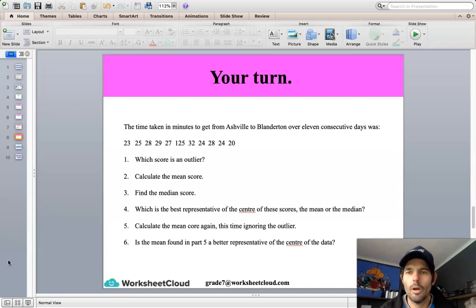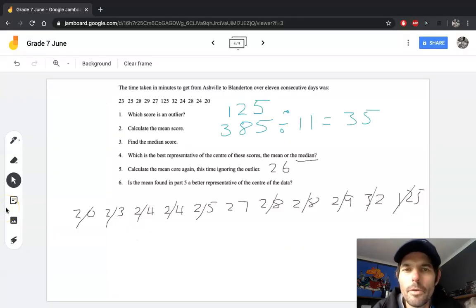Here's an example of time taken to travel from Asheville to Blanderton over 11 consecutive days. So you've got 23 minutes, 25 minutes, all the way to 20 minutes. And then I'd like you to answer those 6 questions that follow. And let's see how you guys get on with the Google Jamboard once you've done it. Okay, so you can see I've already written a few things down with these 6 questions.